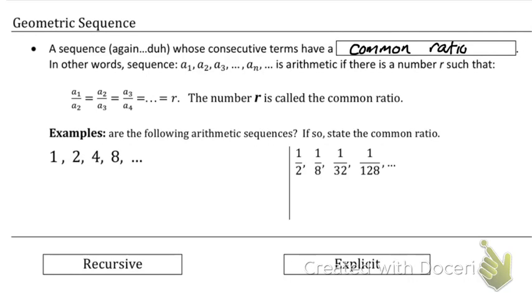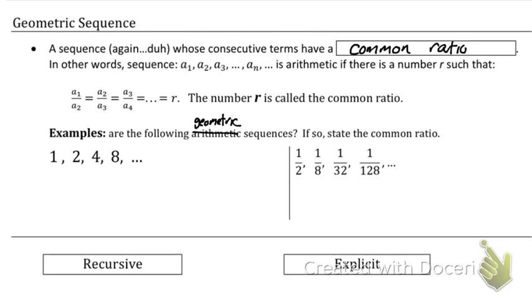So I'm going to jump right down to our examples so you can see what I'm talking about. First of all, I'm going to scratch out that arithmetic statement. We're actually looking for geometric. That's kind of a reverberation of copying and pasting.